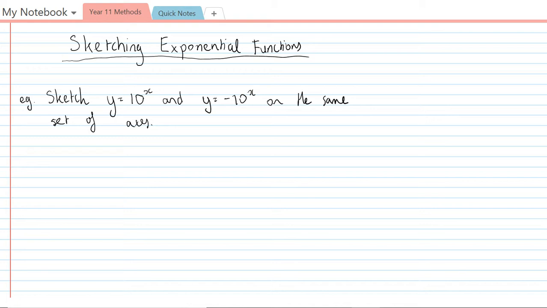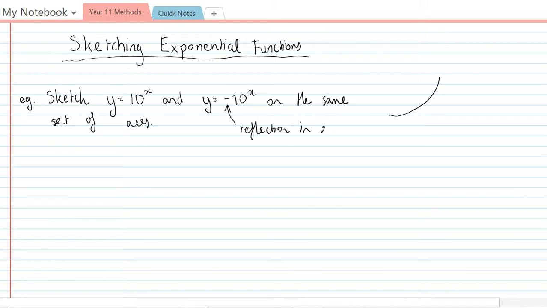Well, we know that 10 to the power of x is just an exponential function where the base is more than 10, so the shape of it should be something like that. Negative 10 to the power of x, however, has a negative out the front, and that negative is a reflection in the x-axis. If you think about reflecting this graph in the x-axis, it's going to turn it upside down, so it's like that.